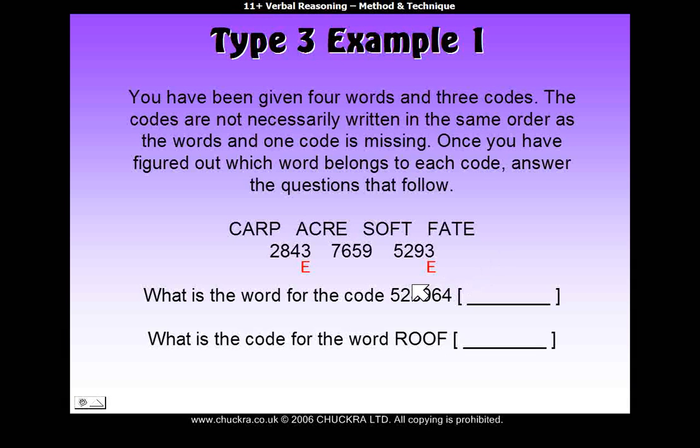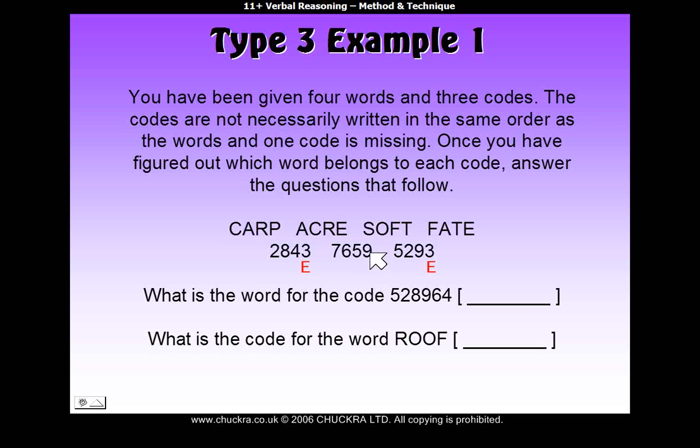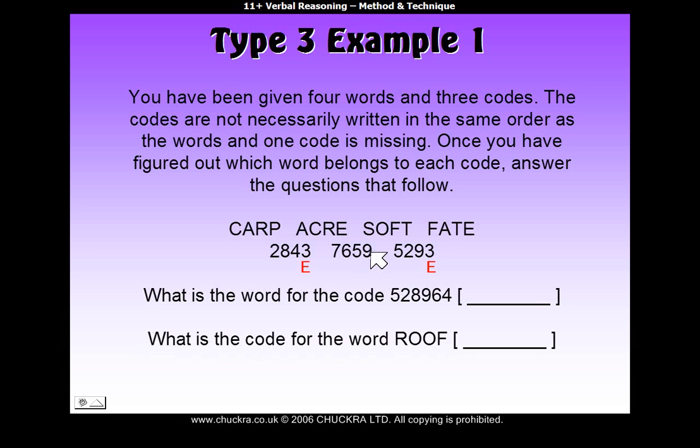Okay, now moving on, let's look for other things in common between these codes. I can see here that one of the codes has a 9 at the end, and one of the codes has a 9 in the 3rd position. So when you're looking at how this goes with the words, you're looking for one word where the same letter appears at the end of one of the words and at the 3rd position in the other word.